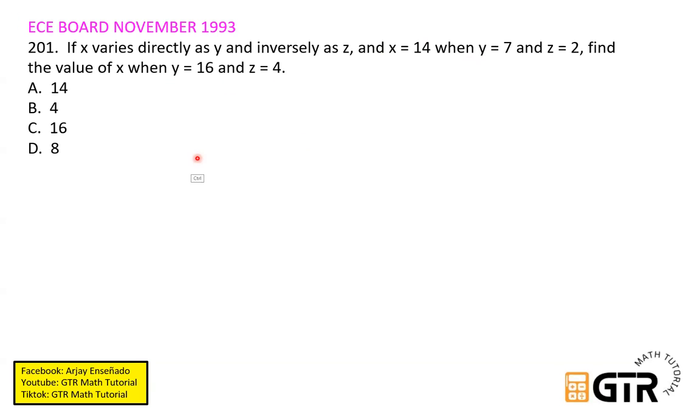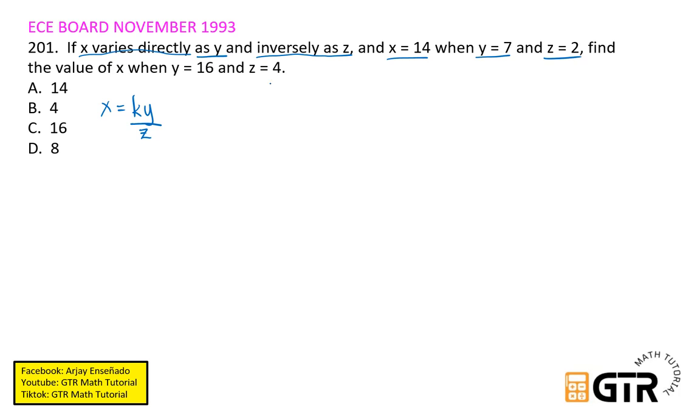Okay, so ano ang magiging equation natin dito? X varies directly. So x varies directly. So ibig sabihin x is equal to k and then varies directly as y. So x is equal to ky. And inversely as z. So i-divide lang natin ito, divide by z since inversely. Okay. And then we have x equals 14 when y equals 7 and z equals 2.